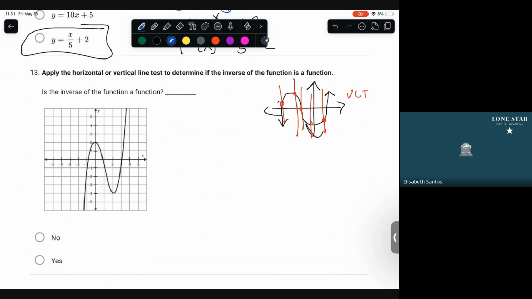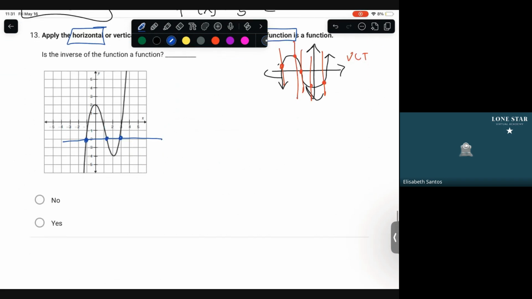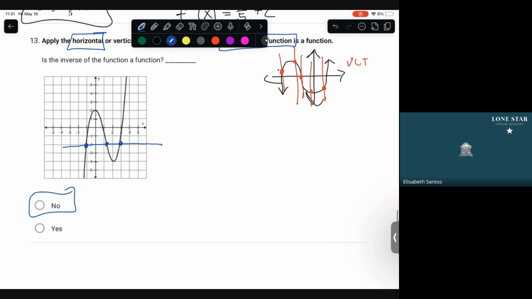But since we're looking to see if the inverse is a function, we're going to apply the horizontal line test. So if I do the horizontal line test, you notice that the line hits the graph more than once. So that tells us that this is not a function. So the inverse is not a function.